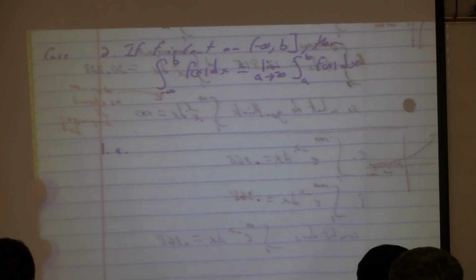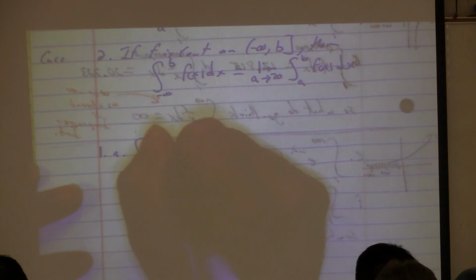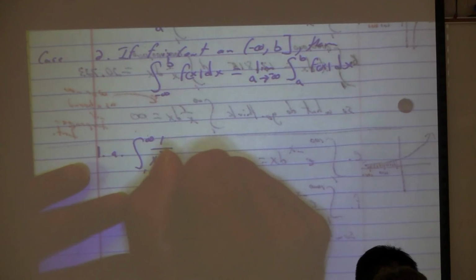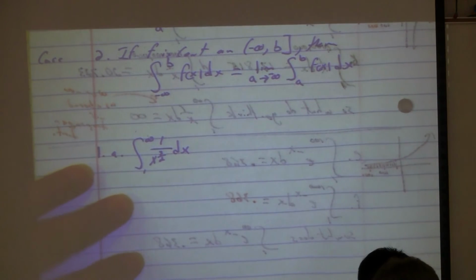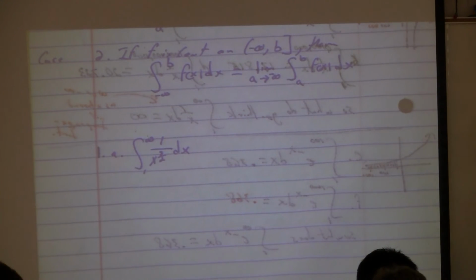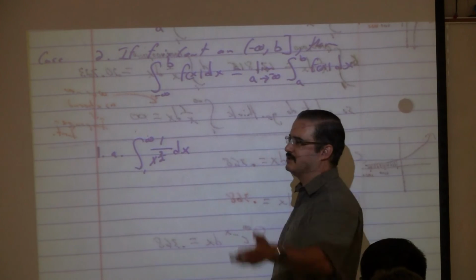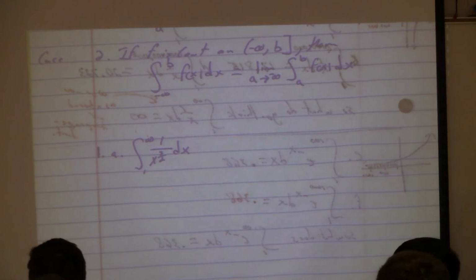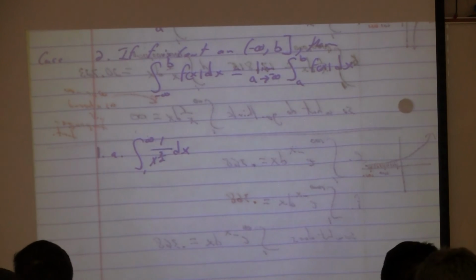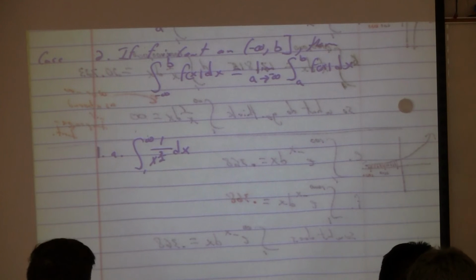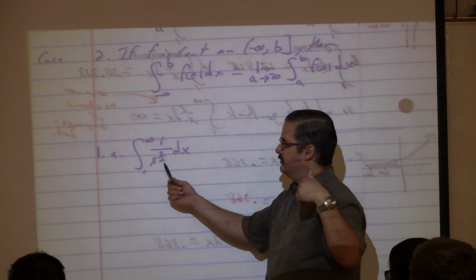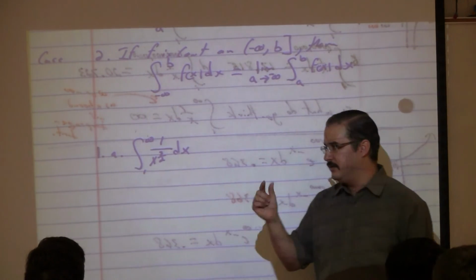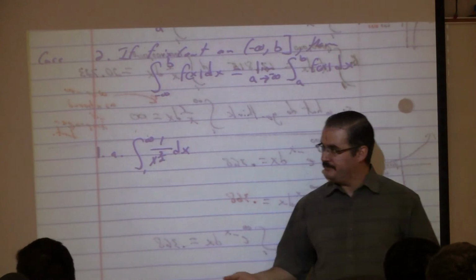Ready? Alright, so let's do the integral from 1 to infinity of 1 over x to the 3 over 2 dx. Was this one similar to one of the ones we did yesterday? Yes. Which one? 1 over x to the first, right? This one is 1 over x to the 3 over 2, which is 1.5, so a little bit larger power.